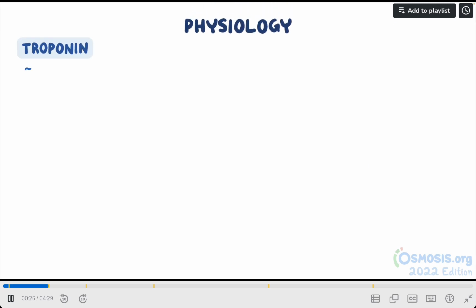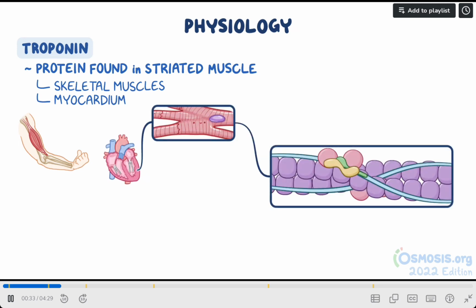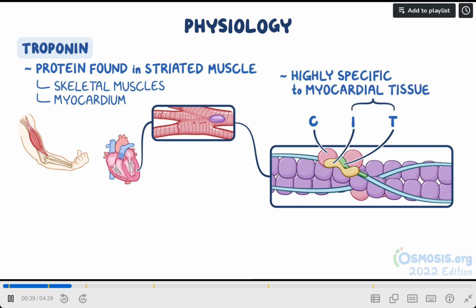All right, troponin is a protein found in striated muscles, including skeletal muscles and the myocardium of the heart. There are three types, C, I, and T. Troponins I and T are highly specific to myocardial tissue, and together they are known as cardiac troponins, or CTN for short.